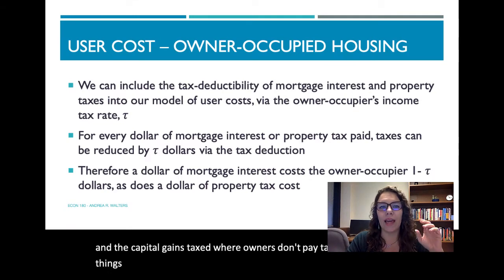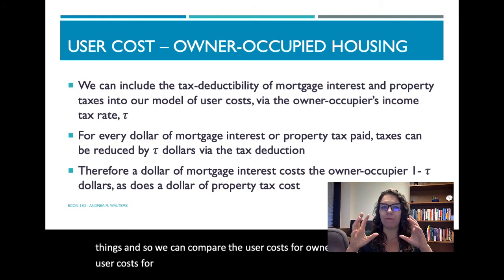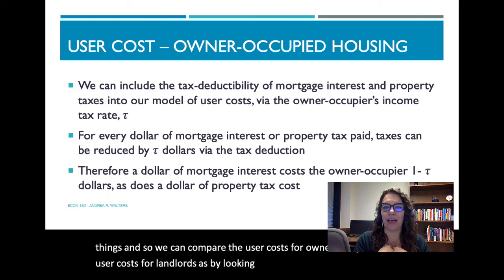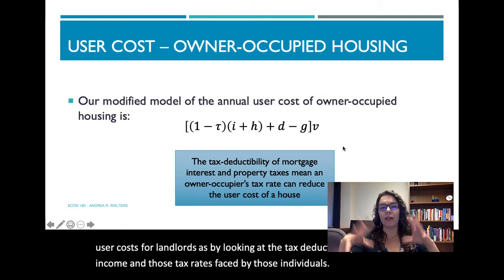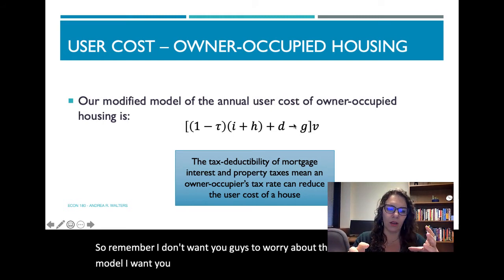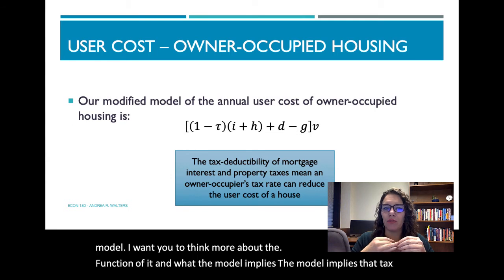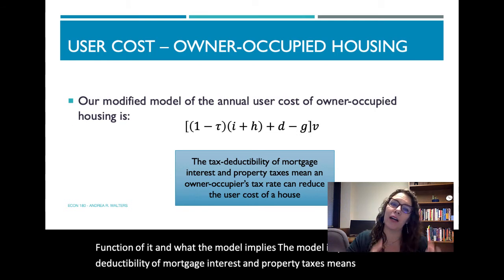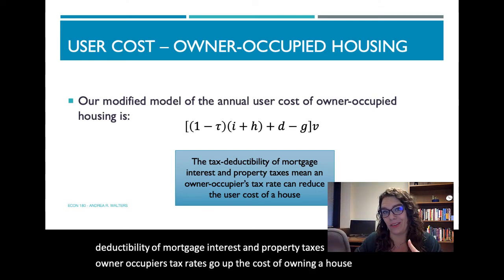And so we can compare the user costs for owner-occupiers to the user costs for landlords by looking at the tax deductibility of that income and those tax rates faced by those individuals. So remember, I don't want you guys to worry about the details of this model. I want you to think more about the function of it and what the model implies. The model implies that tax deductibility of mortgage interest and property taxes means that as owner-occupiers' tax rates go up, the cost of owning a house goes down, right?